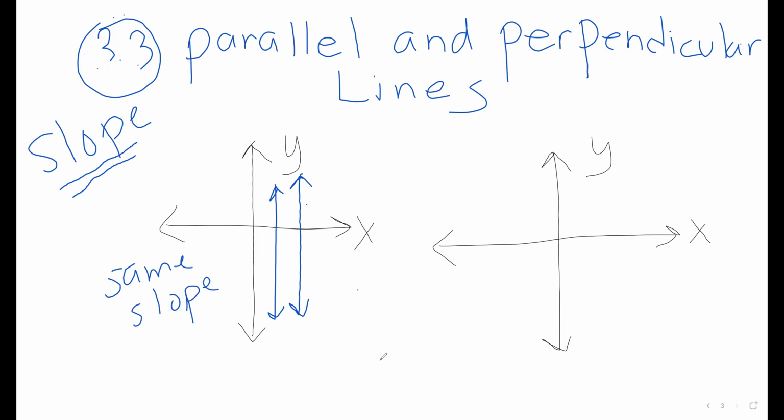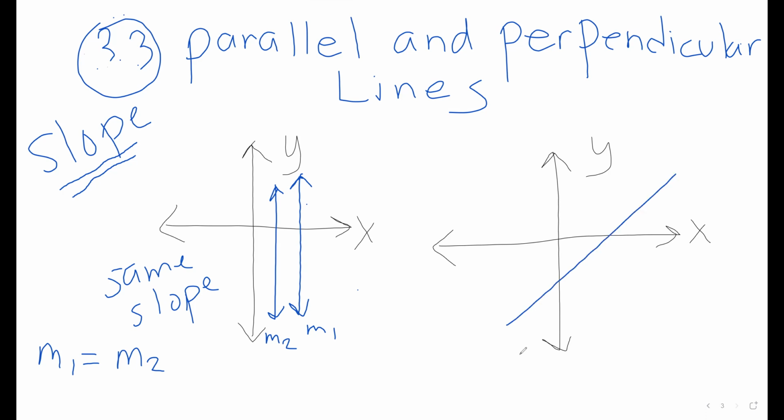Maybe we'll call these the slope of line 1 and the slope of line 2. Parallel lines have the same slope. So that means the slope of line 1 is going to equal the slope of line 2. That's a characteristic that you want to know: the slopes of parallel lines are equal. They have the same slope.